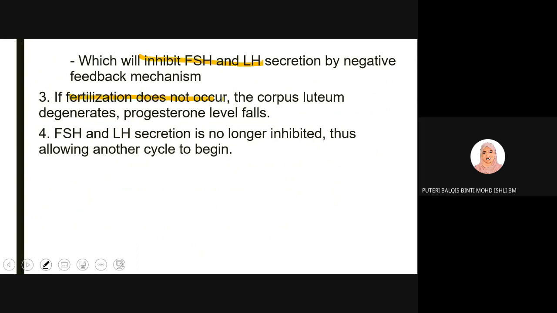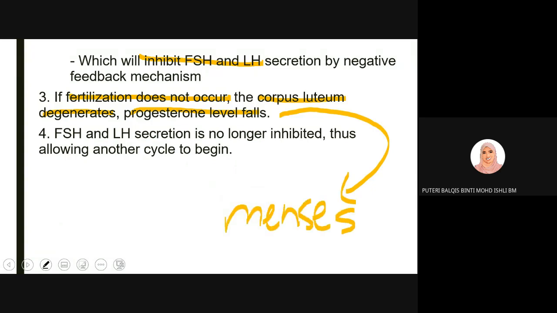If fertilization does not occur, corpus luteum degenerates, progesterone level falls, and menses, period. FSH and LH secretion is no longer inhibited, thus allowing another cycle to begin. Itulah ceritanya. Tak apa, saya akan explain lagi based on saya punya chart tu lah.